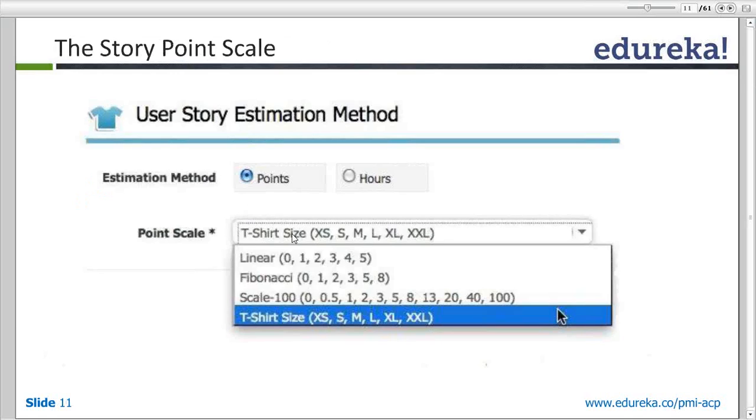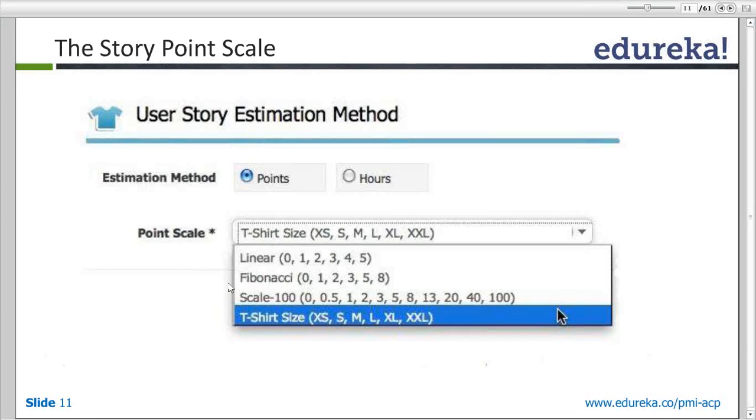Okay, so these are the various scales which we just talked about. T-shirt sizing is XS, medium, large. This is the linear scale, 0, 1, 2, 3. Linear is not used much because you don't get a range. In Fibonacci, there is a gap. After 3, there is 5, right? So something which is of 4 complexity you would always prefer putting in a 5. You would not want to estimate less effort, you would always want to have a higher effort for it, right?